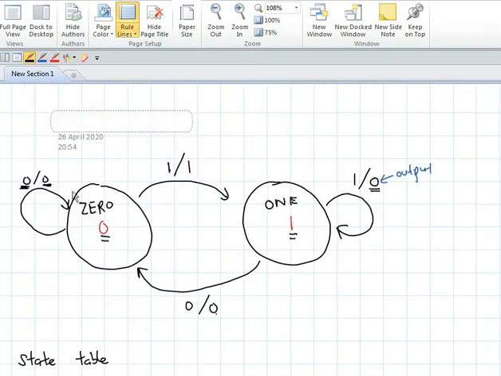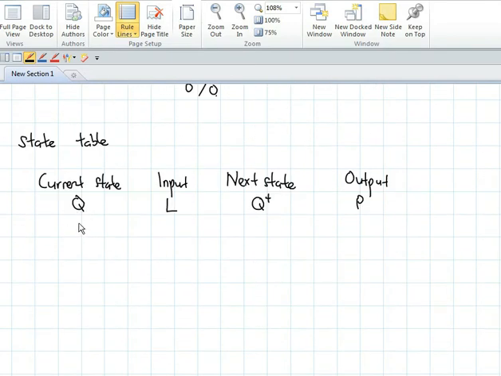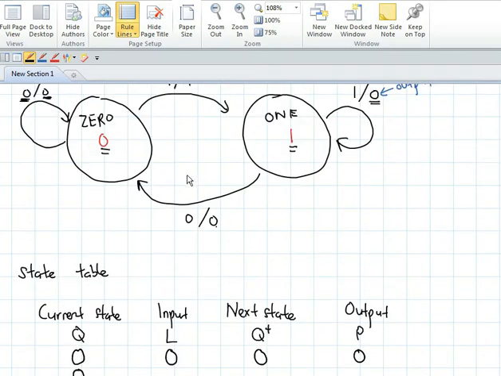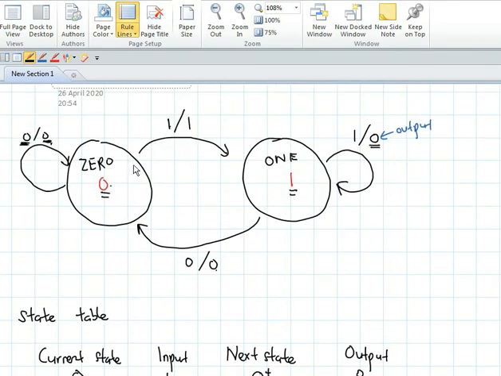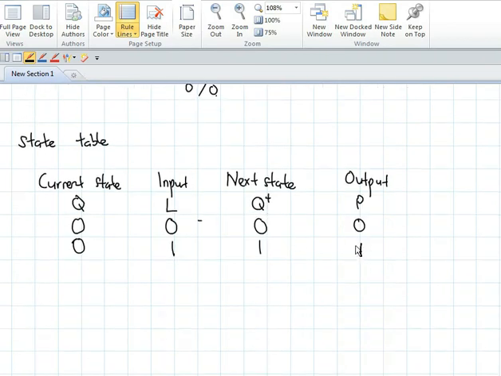While you are in state 0, your Q is 0. If you receive a 0, stay in state 0 and produce a 0. If you receive a 1, then your next state is going to be 1, so you change to the next state. Your output is also 1, so you put a 1 here.